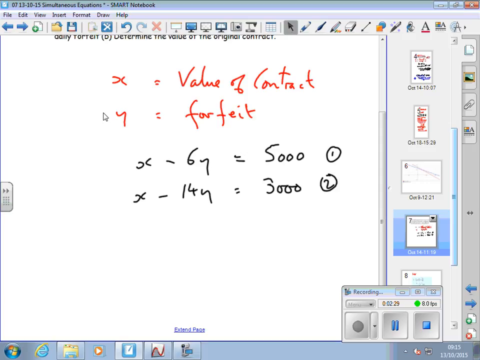So take number 1 and rearrange that. Probably the easiest thing to do is rearrange it for x. So I'll just pause that while you do that. And then substituting that value into 2, so you end up with a third equation which only involves y. So have a go.